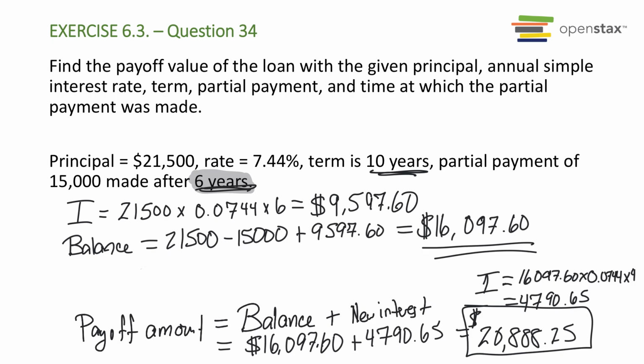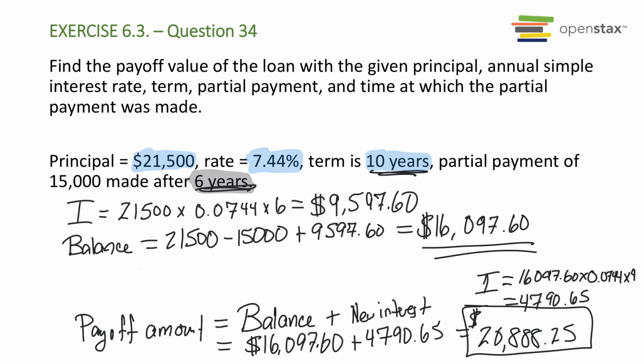I mean, we paid $15,000 and we still owe $20,000. You're like, whoa, why do we still owe so much? Two major reasons why. First one is we had a rate of 7.4%. That's a pretty high interest rate. And second, we paid on this for 10 years, like a decade of paying on it. We also had a large principal amount to begin with.